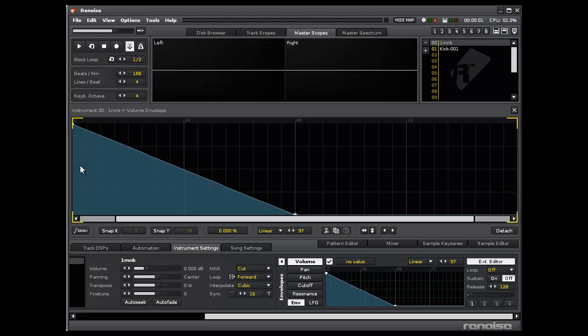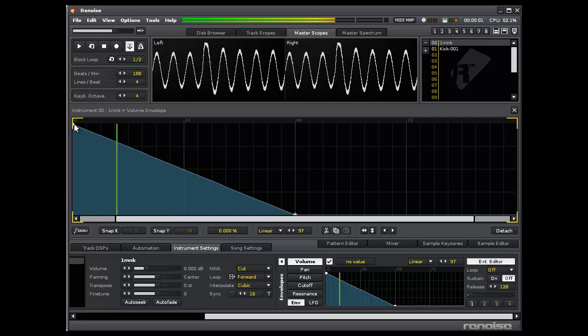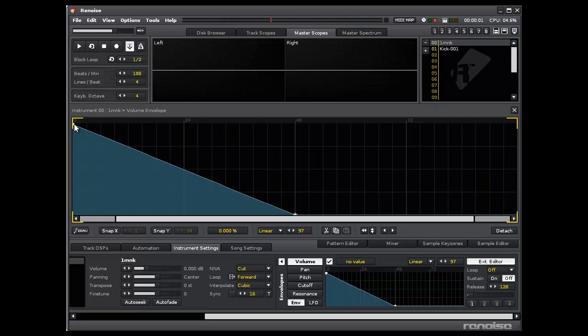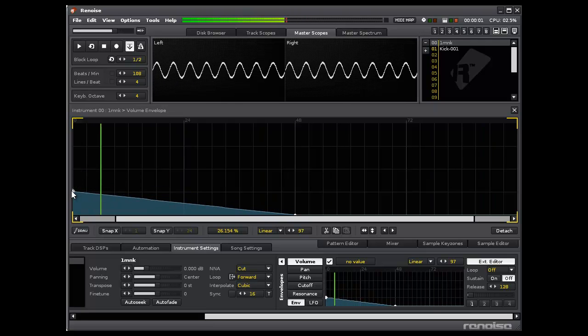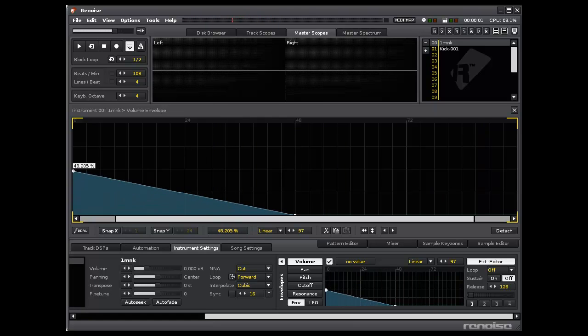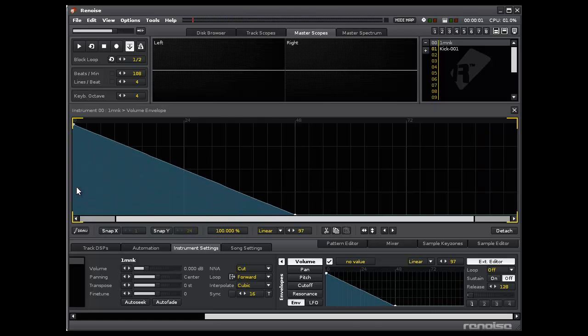So let's call this first one the attack rate. If the attack rate is at its maximum, the sound begins instantaneously. Let's just try this. If we drop here, remember this represents the total level of the sound, we should get a much quieter sound. Yeah, that's quieter. So let's call this the total level. Let's call the speed that the sound begins the attack rate.